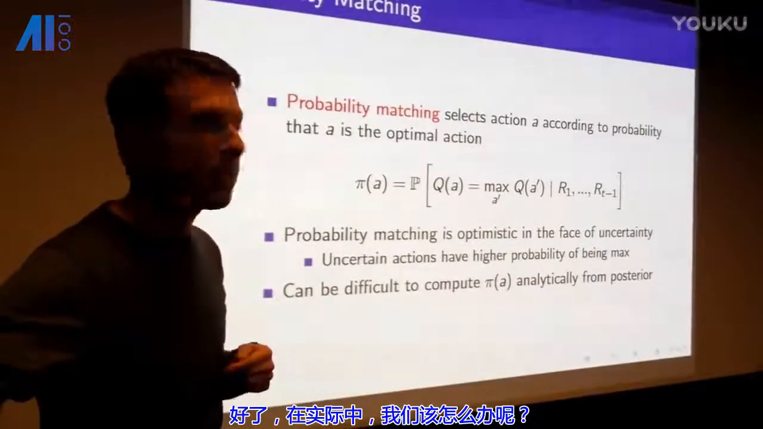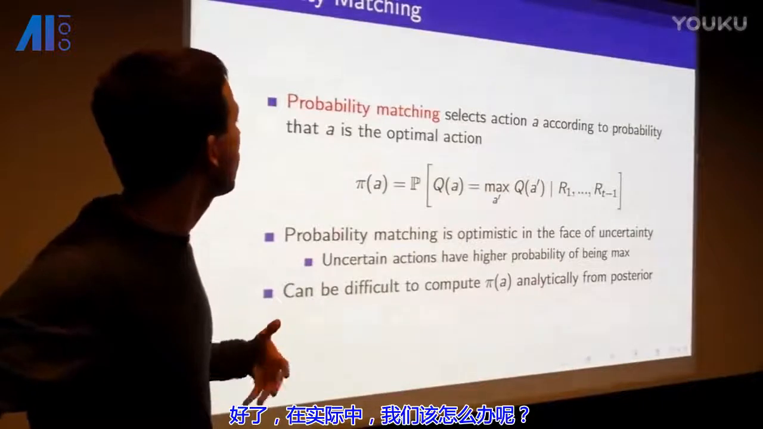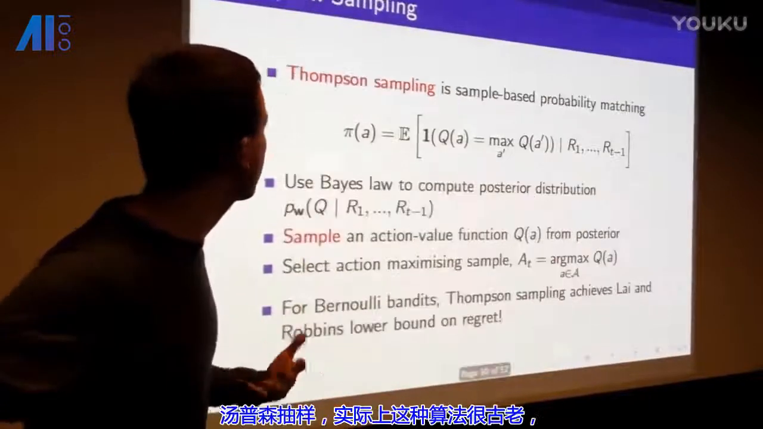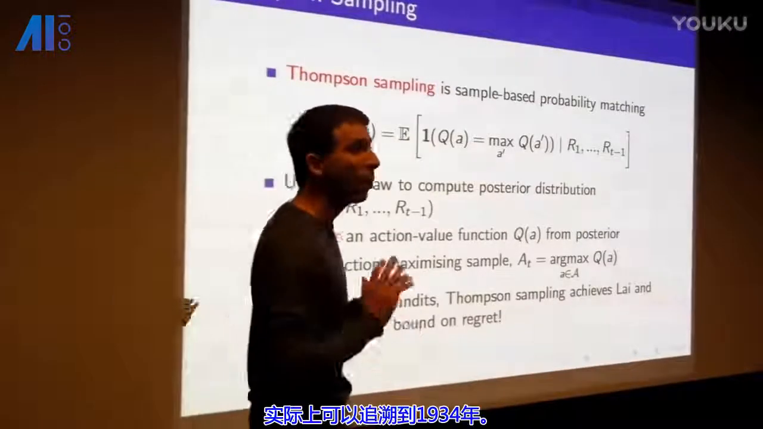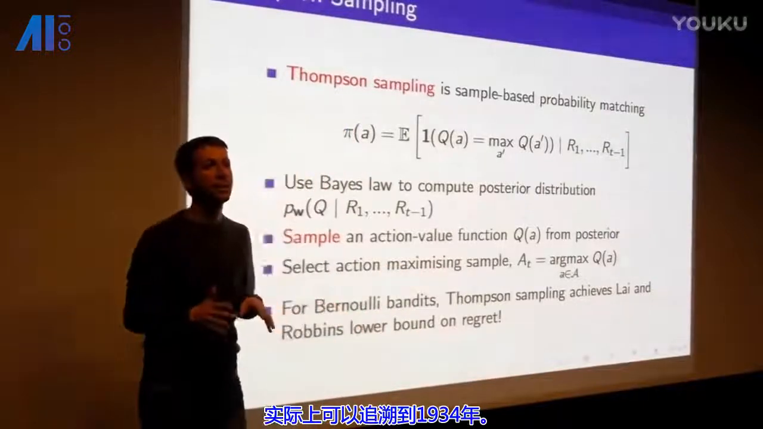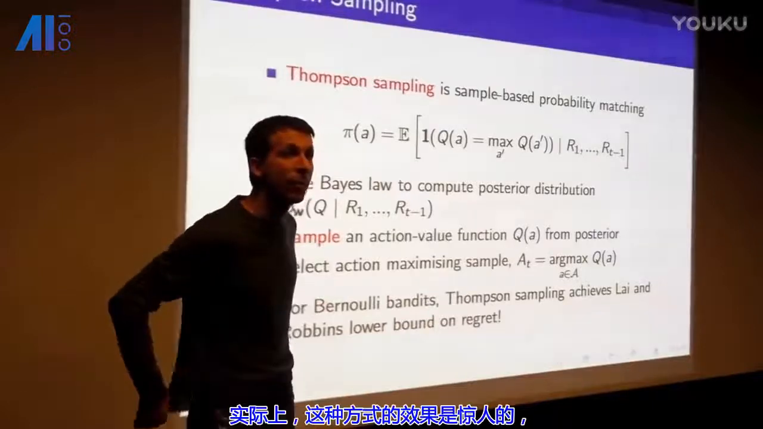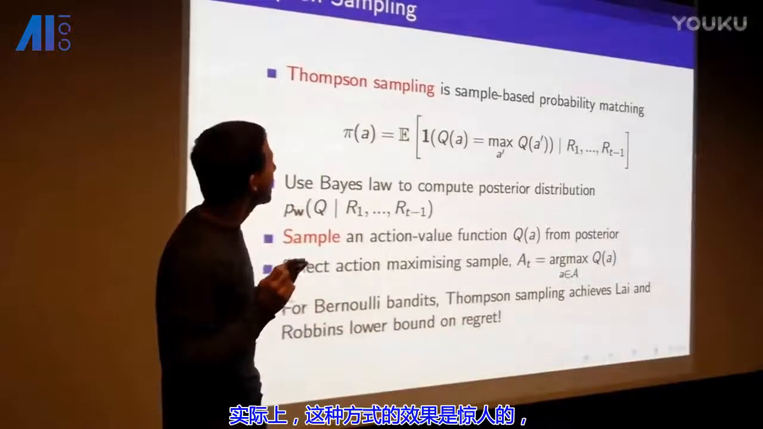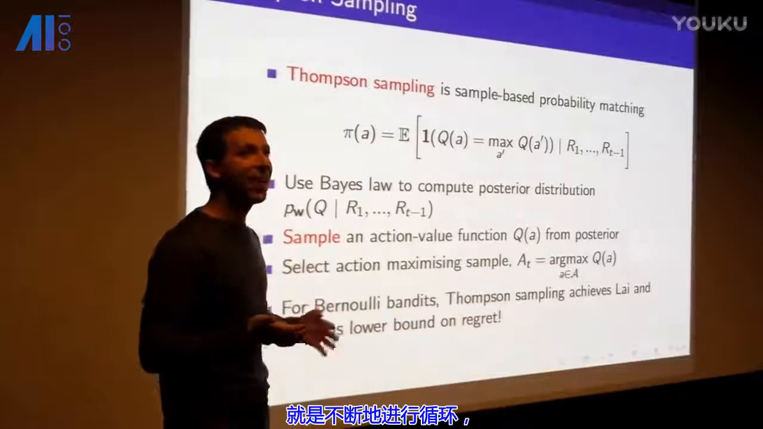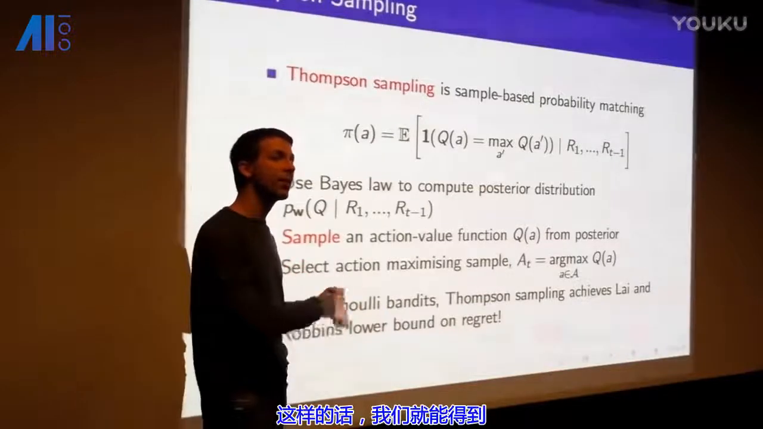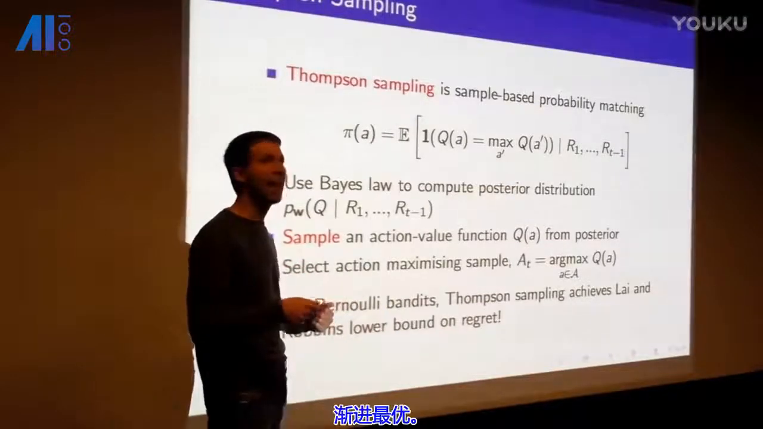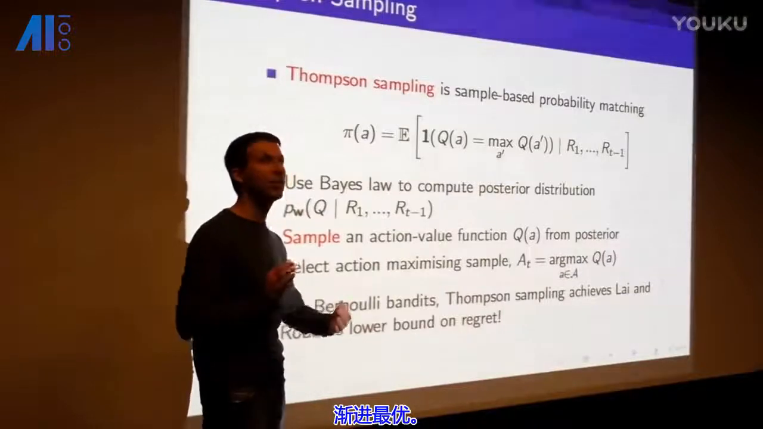Okay, so how do we do this in practice? Well, there's a very simple way to do this, and it's called Thompson sampling. And this is actually the oldest algorithm for bandits. It comes from like the 1930s, before bandits were even really formally studied. And yet it's turned out, surprisingly, to have come around full circle to the point where this now is known to be actually asymptotically optimal.